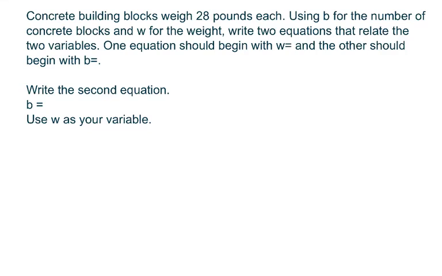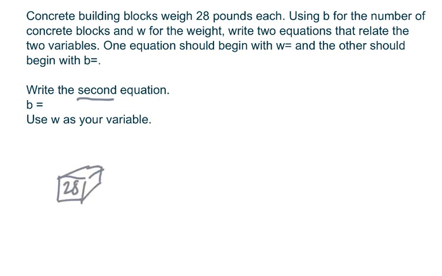Concrete building blocks weigh 28 pounds each. Using B for the number of concrete blocks and W for the weight, write two equations that relate the two variables. One equation should begin with W equals and the other should begin with B equals. Write the second equation, the one that begins with B equals, and we need to use W as our variable. So let's think about this problem.